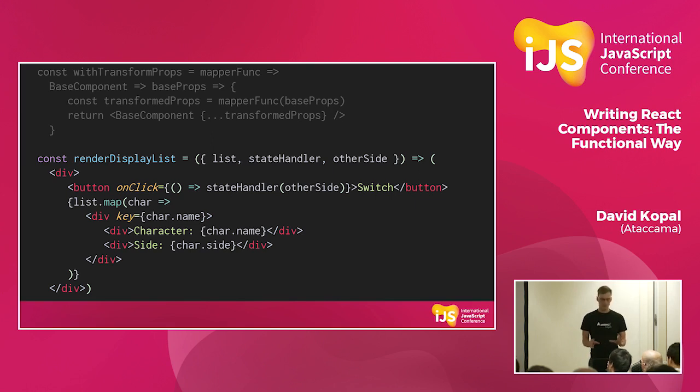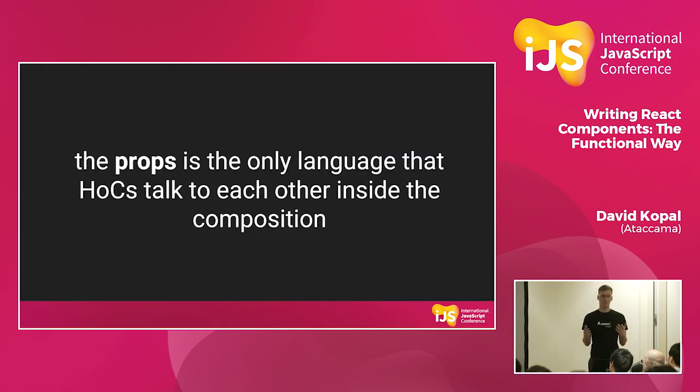Now, what we did here again is that we passed our render display list component through both of our higher order components. First, our higher order component gave us transformation logic. The second component gave us state logic. And what we've just seen also is that props is the only language the higher order components can use to talk to each other inside composition. The higher order component just performs some action, and it results in props enhancement, and then they are passed down to the component structure.